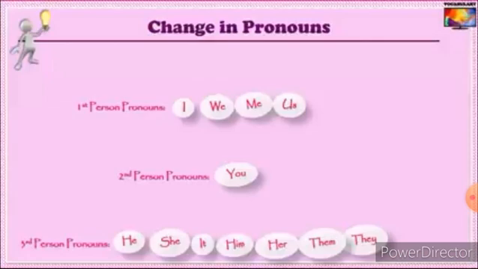So look at the difference children. The first person are changed according to the subject of the reporting clause, and the second person are changed according to the object of the reporting clause, while in the third person there is no change. So this is the rule for change of pronouns.